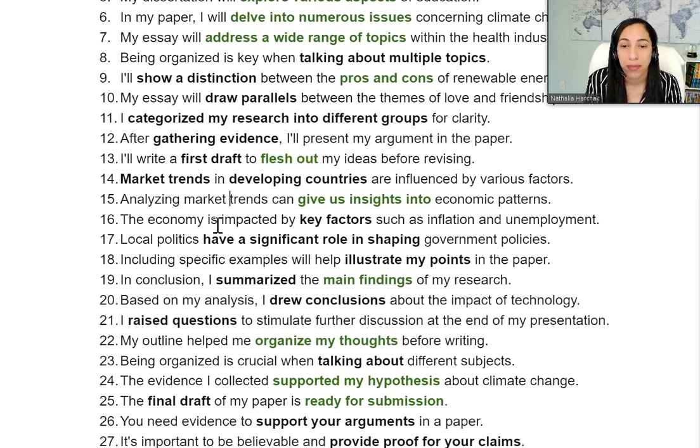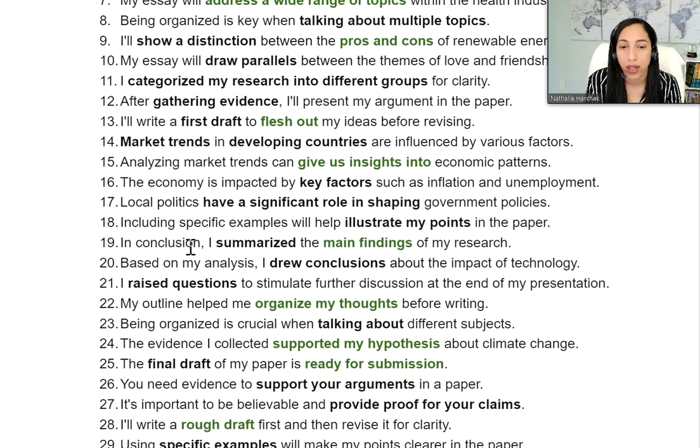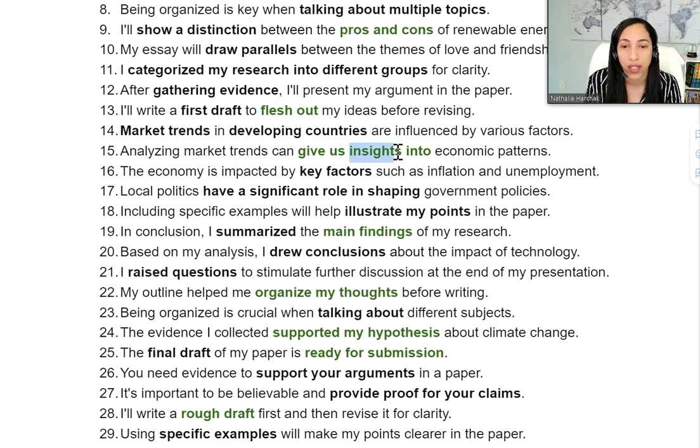Market trends in developing countries are influenced by various factors. Analyzing market trends can give us insights into economic patterns. Insights would be basically a different view, different perspective, opinion about something, okay? The economy is impacted by key factors such as inflation and unemployment.